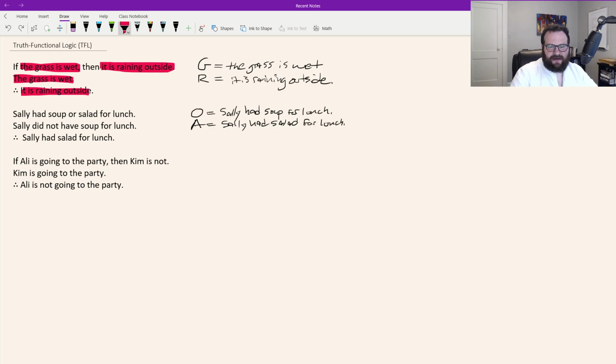If Ali is going to the party, then Kim is not. Kim is going to the party, so Ali is not going to the party. Well, again, premise 1 could be true or false by itself, but it can also be broken down. Ali is going to the party, and Kim is not, right? Second, Kim is going to the party. And last, Ali is not going to the party. Now, in TFL, if you see not, or it is not the case, we don't want to incorporate that into a sentence letter. We want to be able to say, just like we did with O, that we can put a not in front of it.